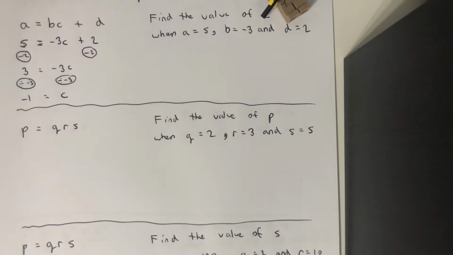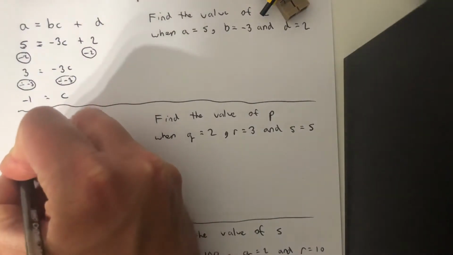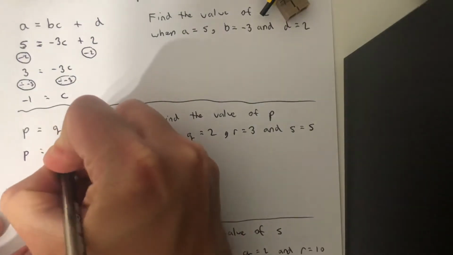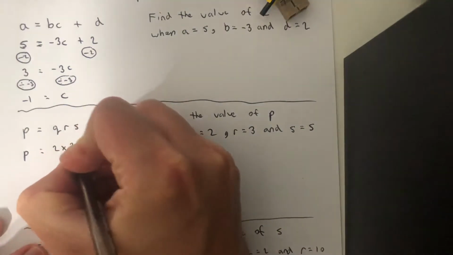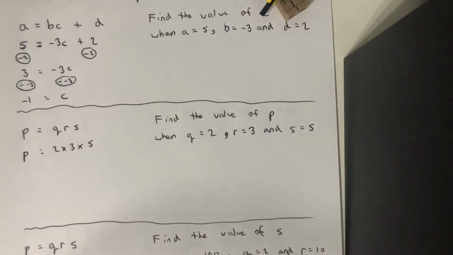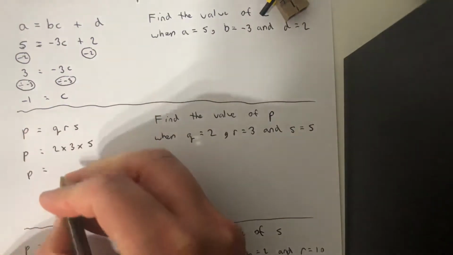Okay, this next one, P equals QRS. Remember, QRS means Q times R times S. We're going to find out what P is when Q, R, and S are these values. So again, all you do is put in what you've got. So Q is 2, put it in. R is 3, put it in. S is 5, put it in. You'd be amazed at the number of people who say, oh, it's 235, and they forget to put the times signs in. No.